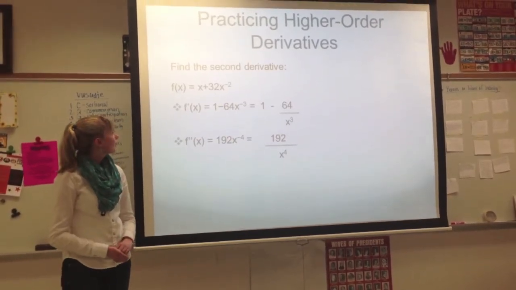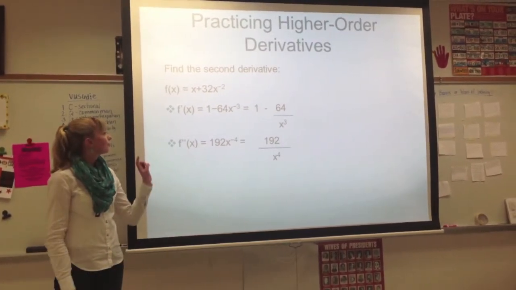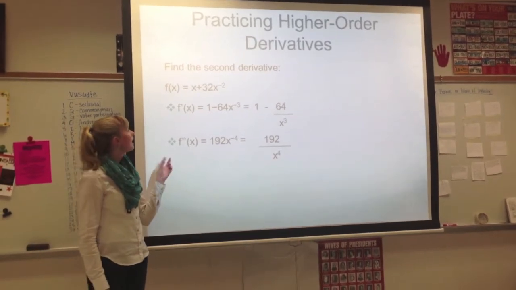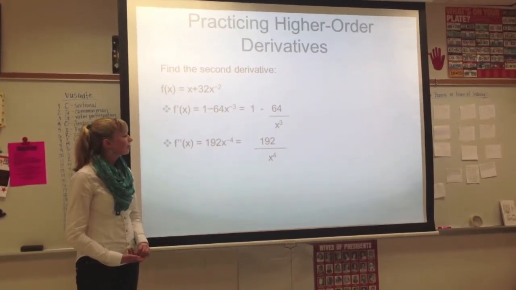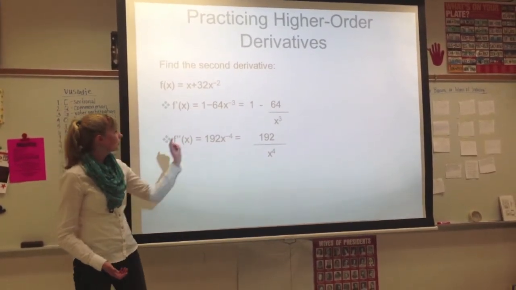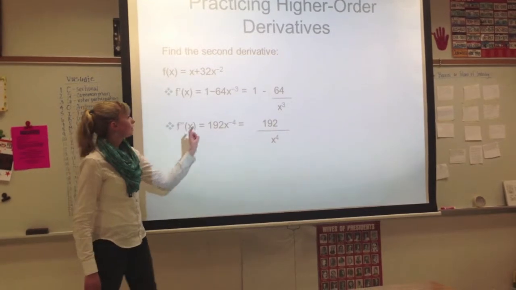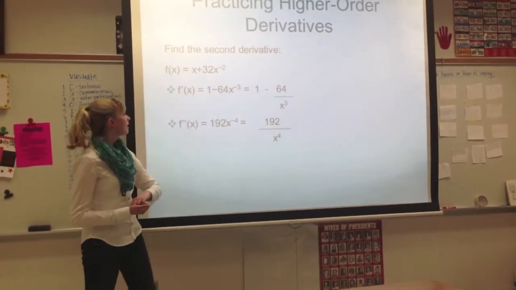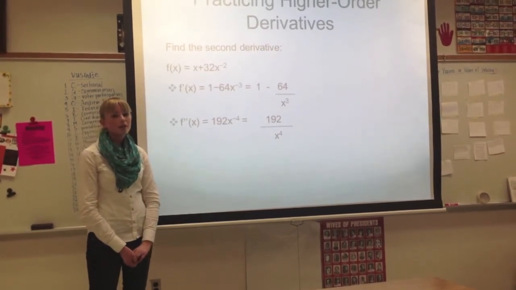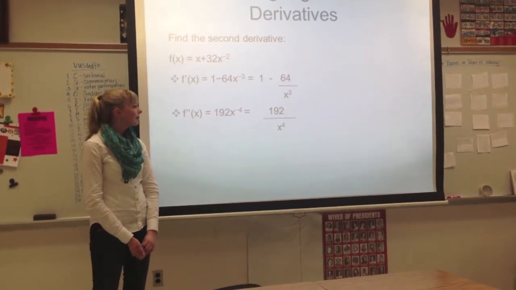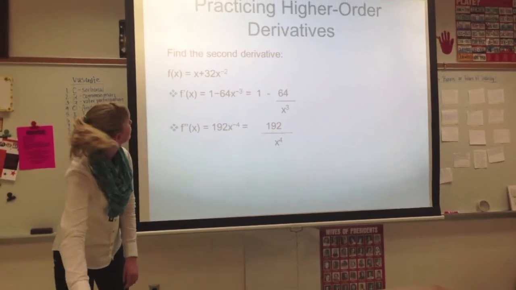And then practice problem, find the second derivative of f of x equals x plus 32x to the negative 2. So you have to find your first derivative first, and it's 1 because that's the derivative of x, minus 64x to the negative 3 because you applied power rule, which simplifies to 1 minus 64 over x cubed. So that's your first derivative. And then your second derivative is you just take the derivative of this function. So you get 192x to the negative 4 because the derivative of 1 is 0 because 1 is a constant, and the negatives cancel out. So you should write it as 192 over x to the 4th.